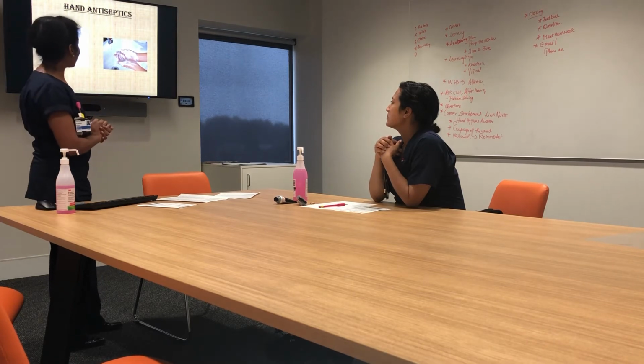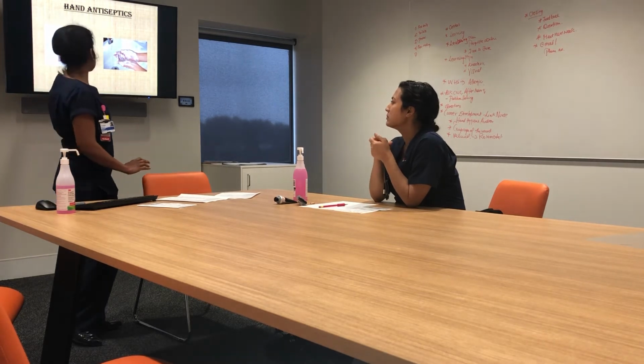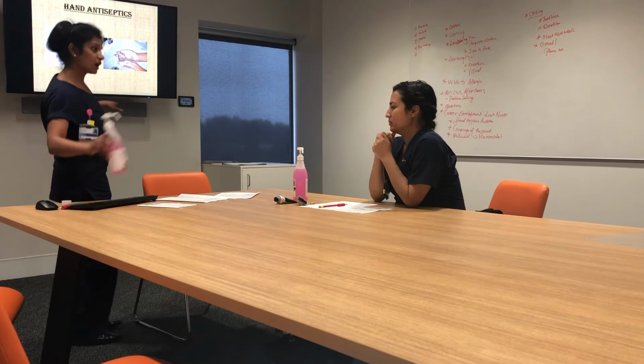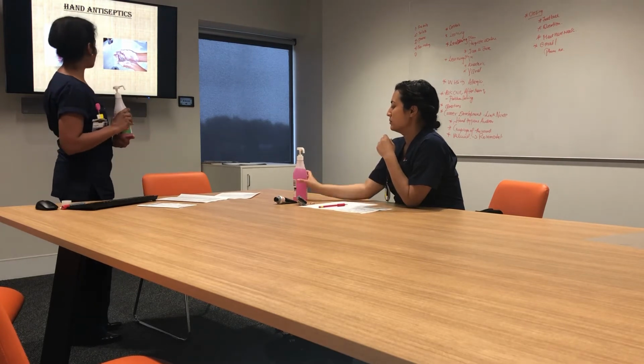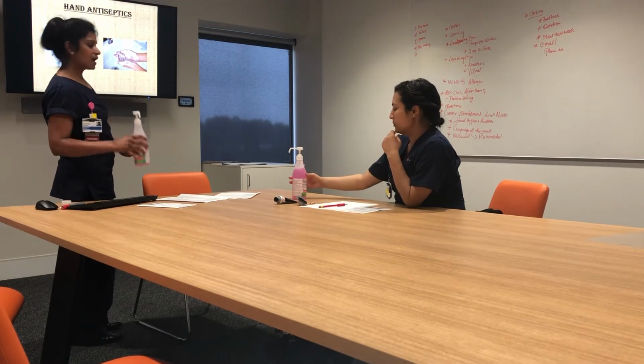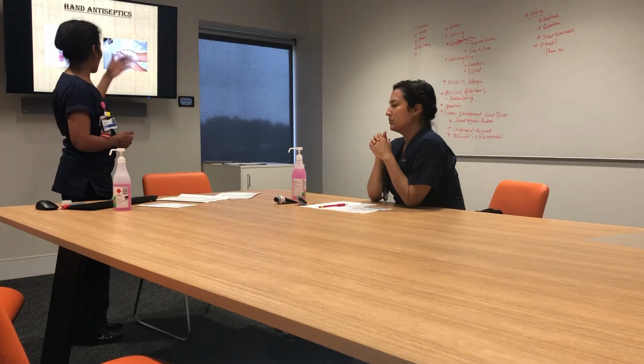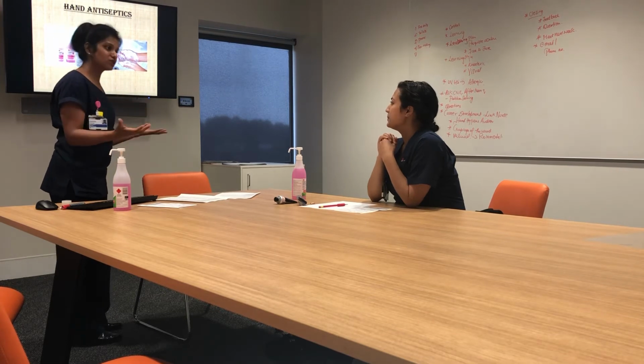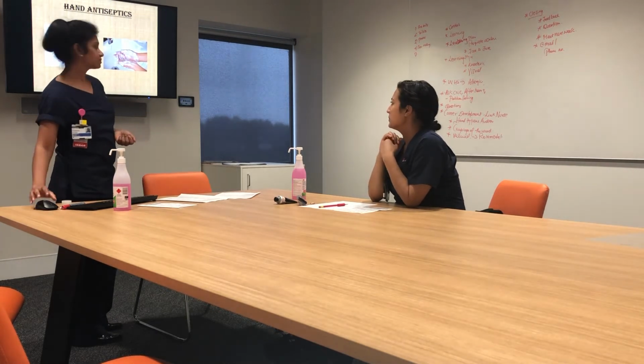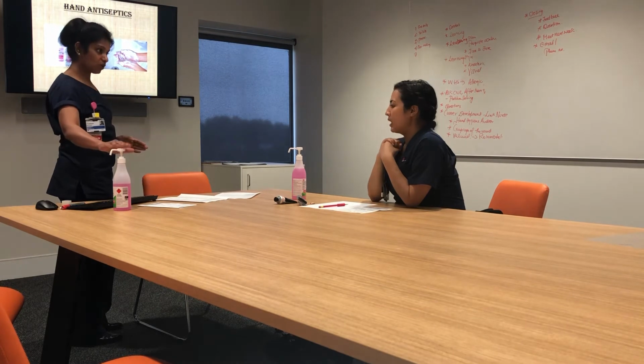So hand antiseptics, as you can see the Avagard, that's your alcohol-based hand rub. The next one, as I said, is your chlorhexidine-based hand wash with soap and water, and then your general soap and water. Today we'll be using the alcohol-based hand rub.